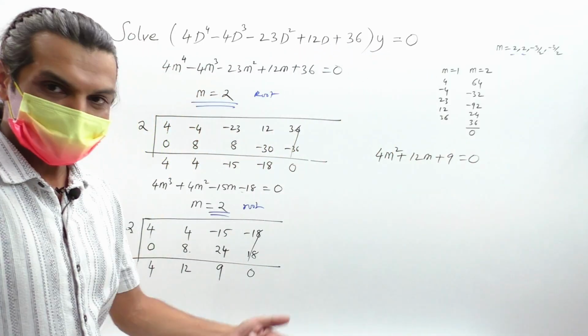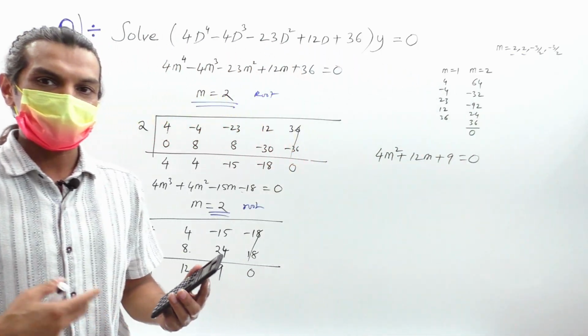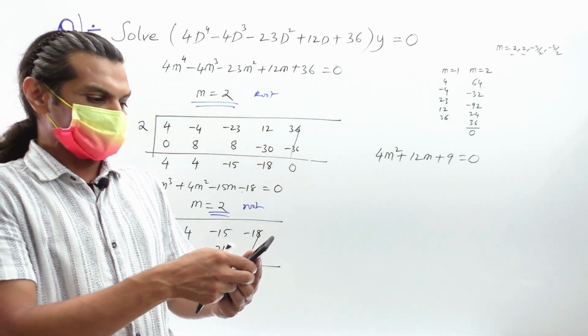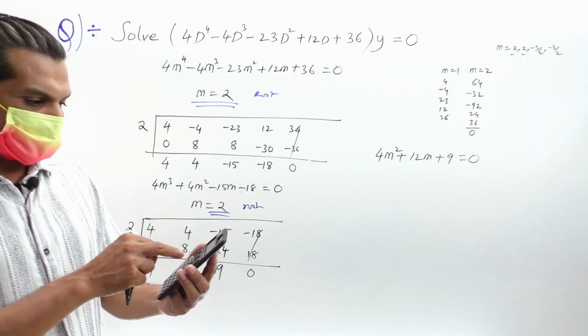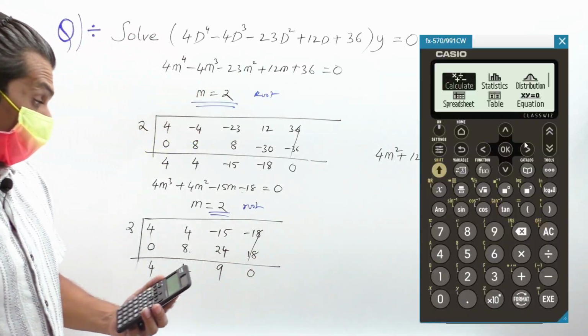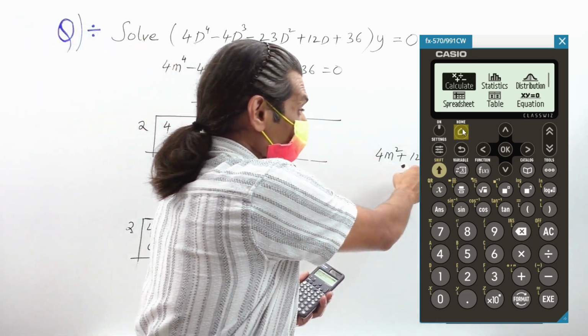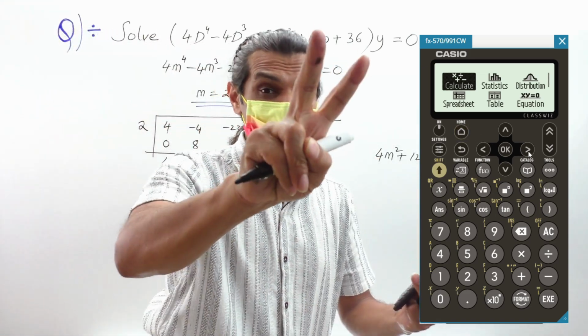Again, if you use the calculator and check, I want to be very detailed in solving problems here so that you shouldn't make mistakes. Again, if I'm using the same 991 CW, let's use this. If you're finding the roots for 4m square plus 12m plus 9 is equal to 0, I need 2 roots.